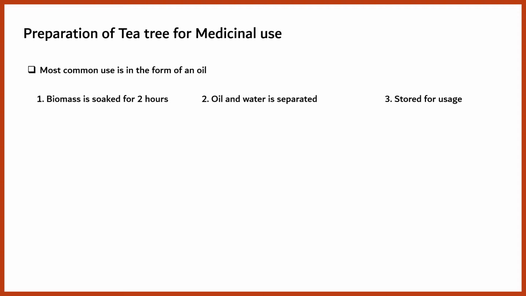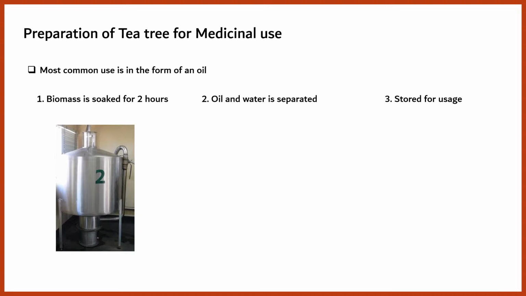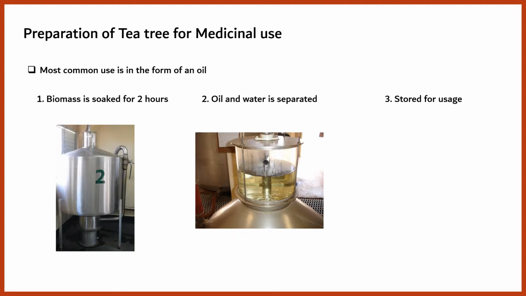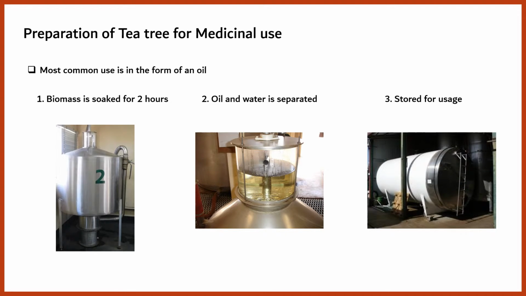When preparing the plant for medicinal use, the biomass is soaked in water and cooked for up to 2 hours. At the 100-degree point, the mixed steam and oil is passed through a condenser, where the sudden drop in temperature to 35 degrees causes it to condense, forming an oil and water mix. This mixture is passed through a chamber, separating the oil from the water. These two solutions are then stored and used respectively.